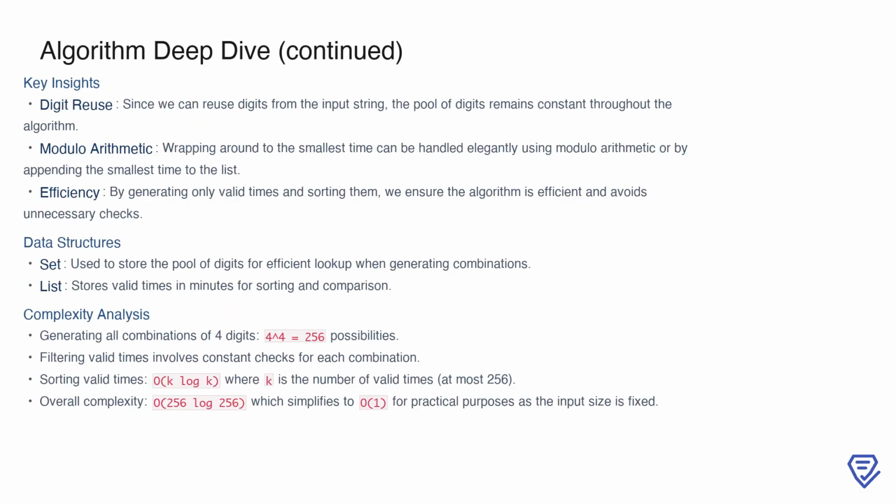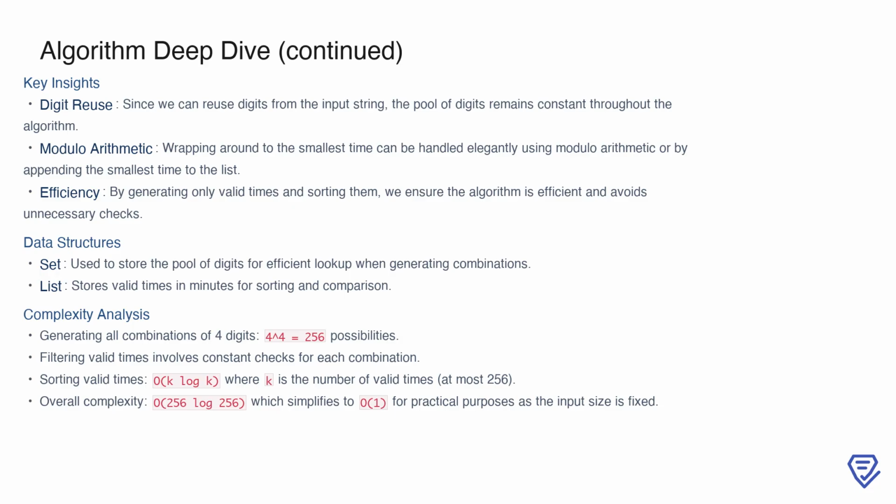This algorithm is built on several key insights that make it both intuitive and efficient. First, the ability to reuse digits from the input string means that the pool of digits remains constant throughout the process, simplifying the logic. Second, wrapping around to the smallest time when the input is the largest can be elegantly handled using modulo arithmetic or by appending the smallest time to the list of valid times. Lastly, by focusing only on valid times and sorting them, we streamline the process and avoid unnecessary computations.